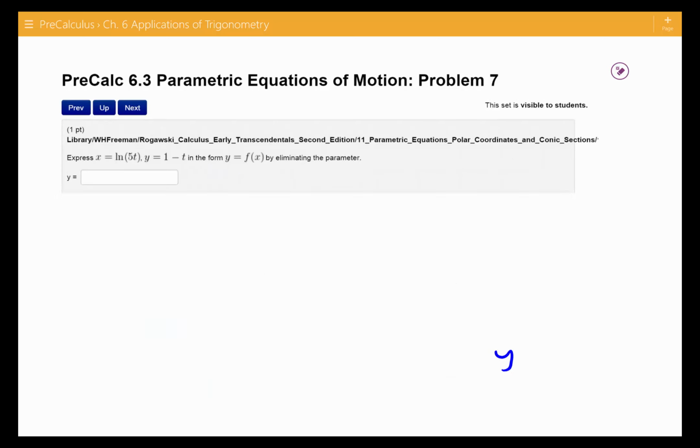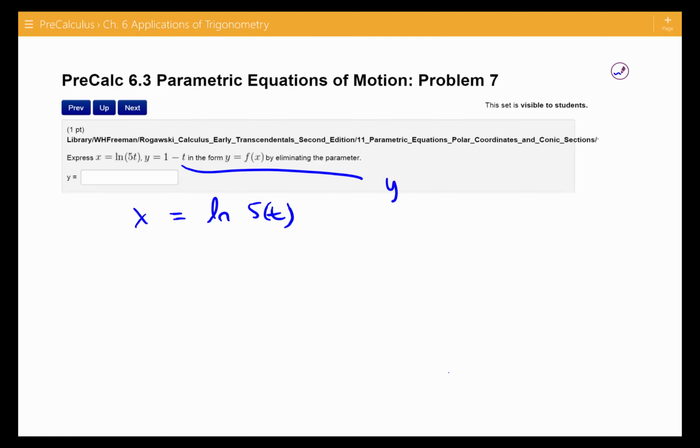Okay, the next problem, 7, wants us to go back from parametric equations into function notation. And that's actually pretty easy to do because we have x varying in terms of t and we have y varying in terms of t. So what we can do is solve one of them for t and substitute it into the other one to get rid of the parameter t. So we have x equals natural log of 5t, and I'm going to solve this one for t.